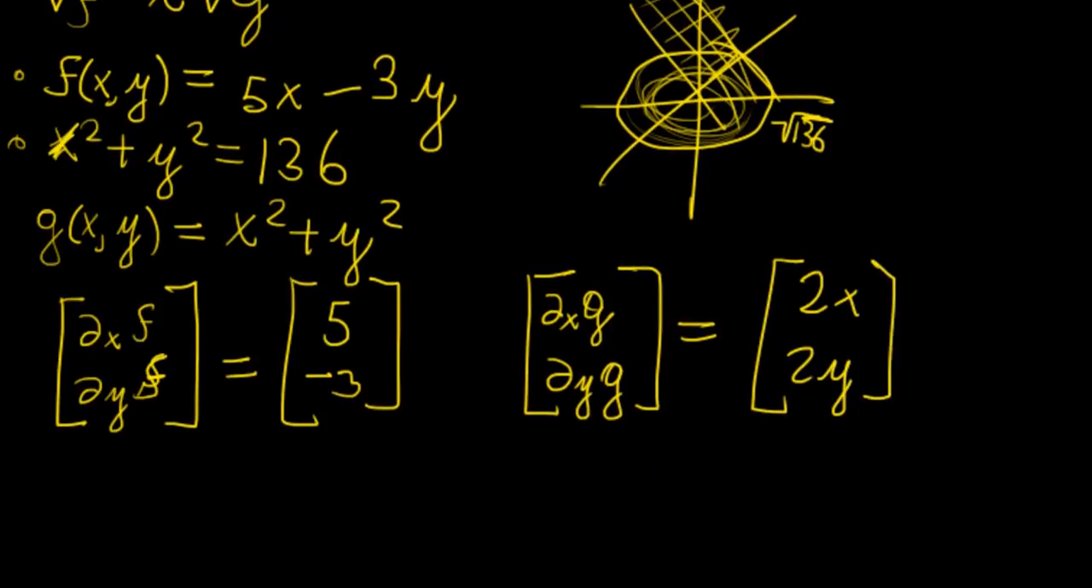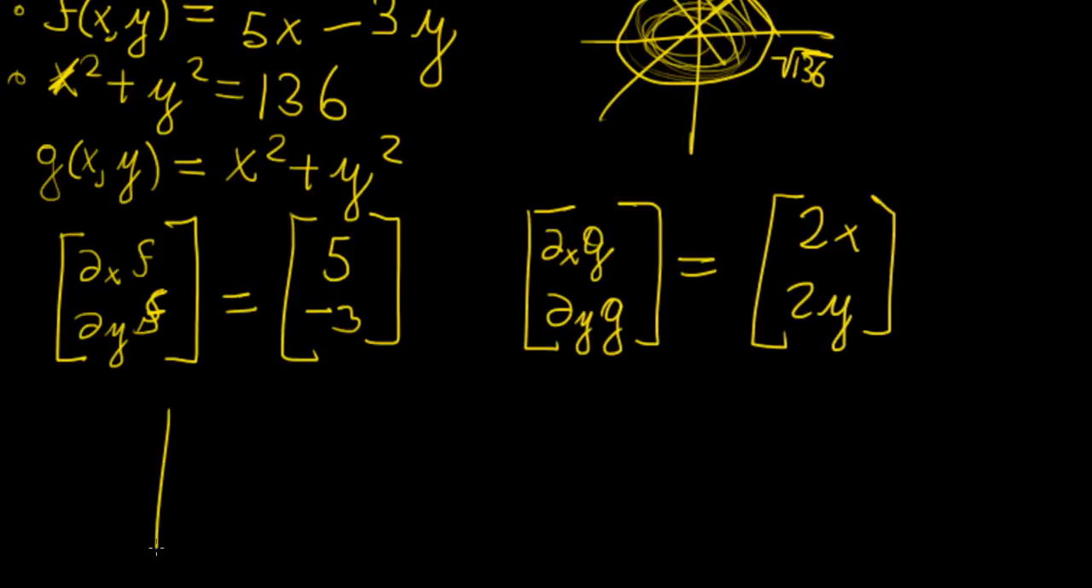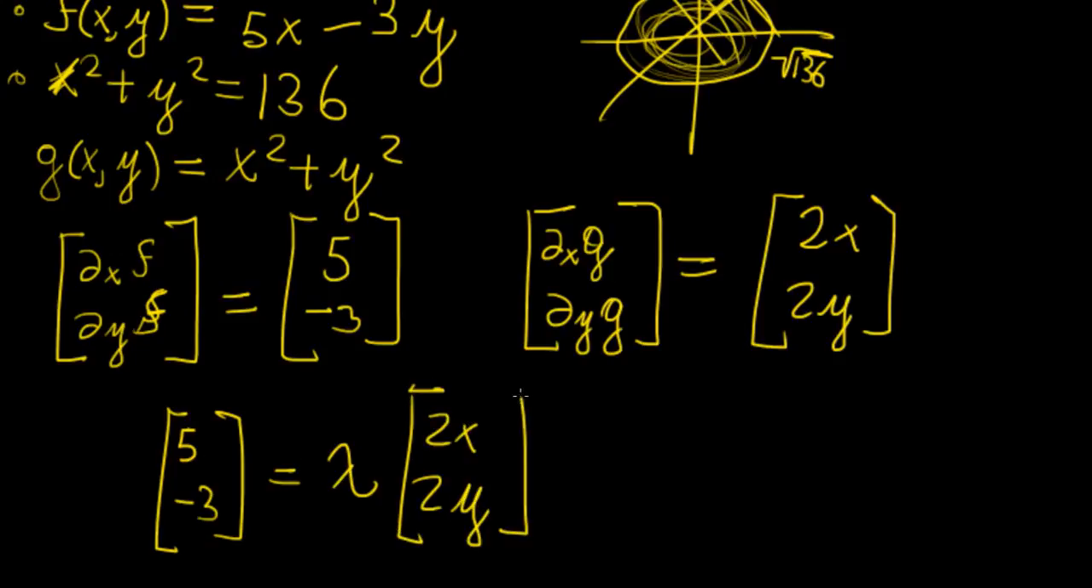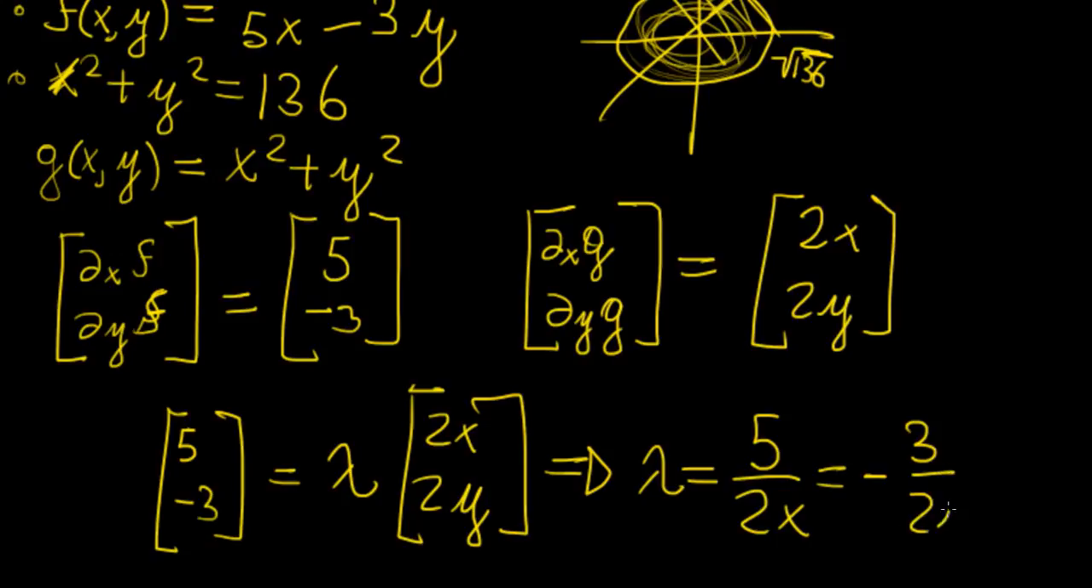So now we're going to set up the equation in the following way. We have this vector 5, minus 3 equals the Lagrange multiplier times 2x, 2y. And I'm going to apply the same method that I used in the last video, which is basically to solve for lambda in each of these equations, such that I can write it all in one line. So lambda equals, for the first line, 5 on 2x. And then for the second line, minus 3 on 2y.